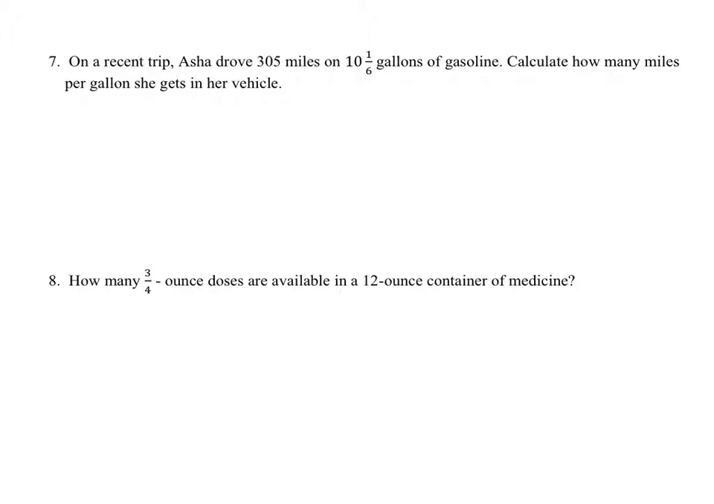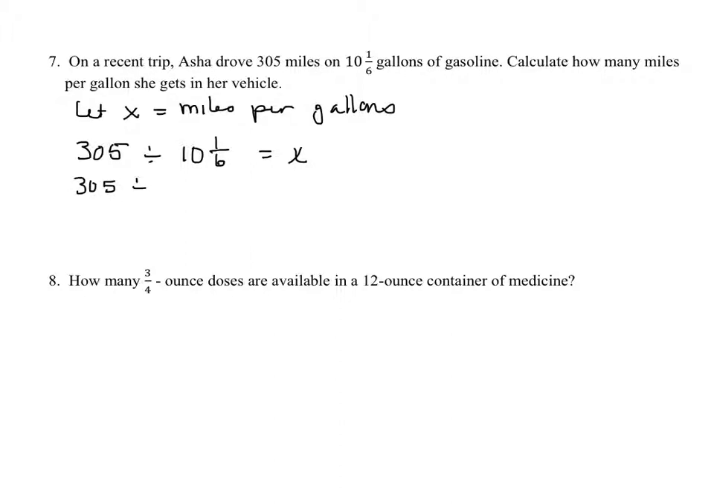Asher drove 305 miles on 10 1/6 gallons of gasoline. Calculate how many miles per gallon she gets in her vehicle. We're going to use a calculator to help us out with this, but I'm going to let x equal miles per gallon. So we're going to take her total mileage divided by the number of gallons she used, and that's going to be the miles per gallon. I'm going to do it partially by hand, but any multiplying we probably will do on the calculator.